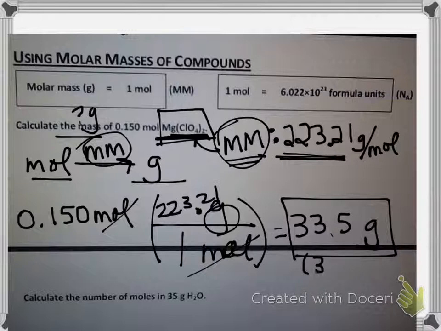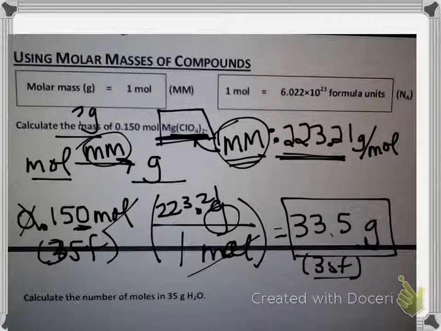Notice once again, 3 significant figures, because what did I start with? 3 significant figures. Remember that zeros in the front never count. The zeros at the end with the decimal, that 0 counts. So I've got 3 significant figures to start with. I end with 3. Alright, let's do another one.